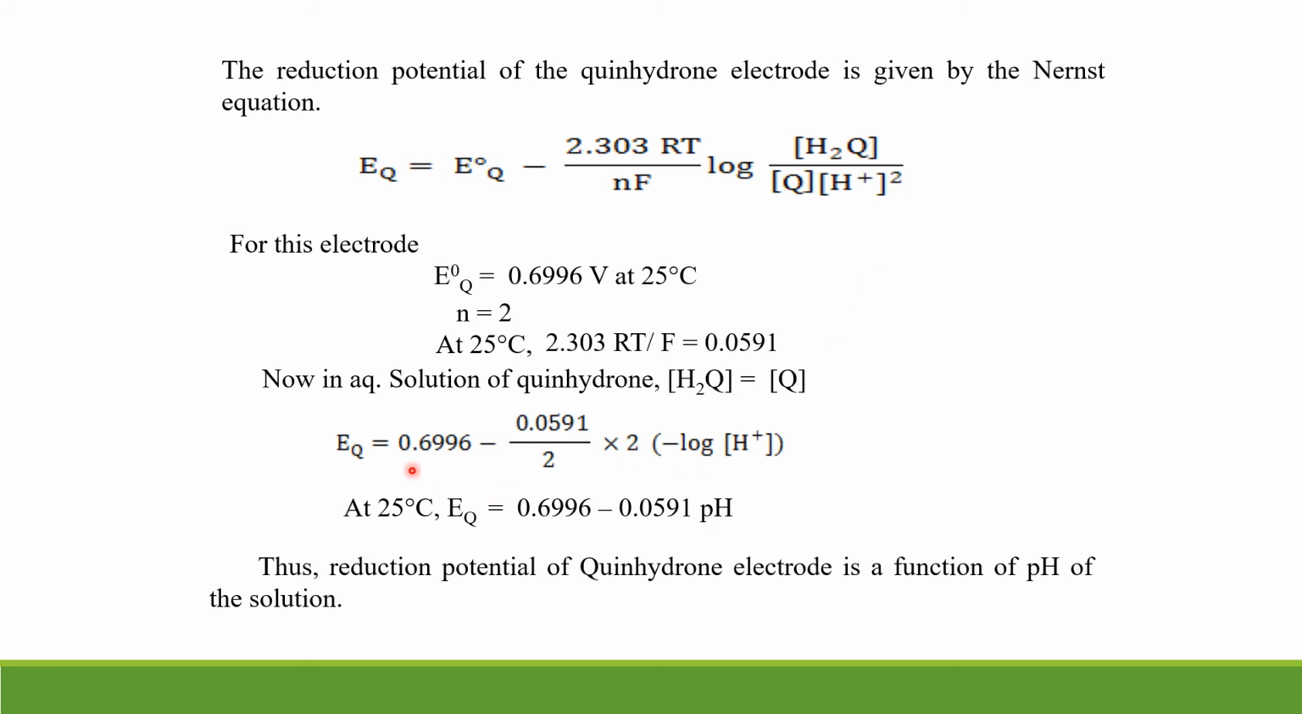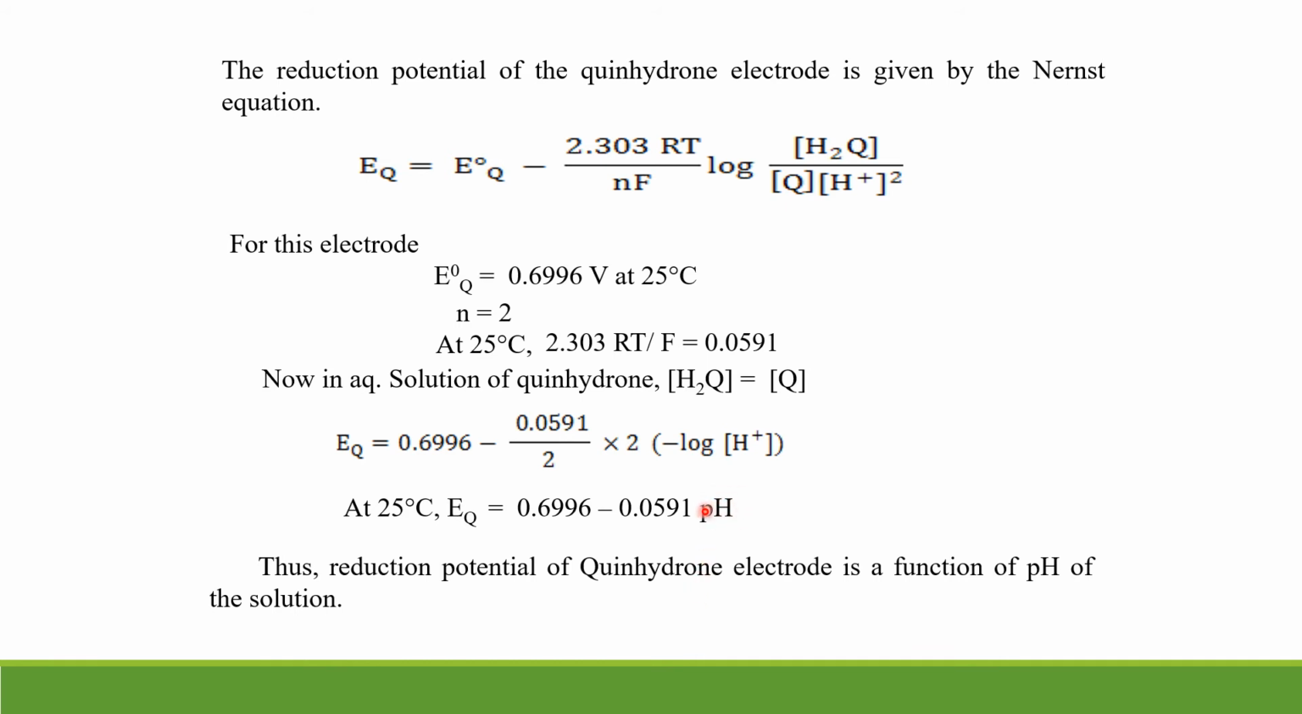And if you rearrange this equation, EQ is equal to 0.6996 minus 0.0591 divided by 2 multiplied by 2 into minus log of hydrogen ion concentration, and the equation becomes EQ is equal to 0.6996 minus 0.0591 into pH, as minus log of H plus ion concentration is pH. So this is the particular equation. With the help of that you can measure the reduction potential of the quinhydrone electrode, and this we have found by the Nernst equation. Thus the reduction potential of the quinhydrone electrode is a function of the pH of the solution.